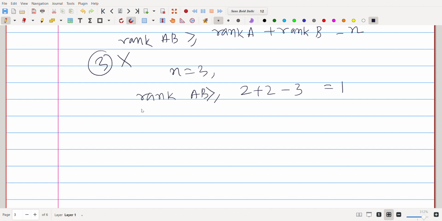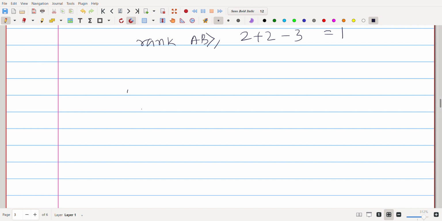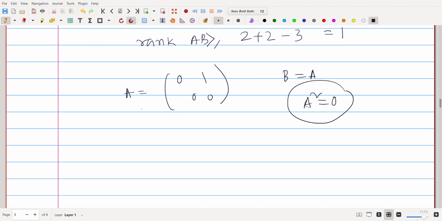The product of 2 by 2 real matrices of rank 1 can be the 0 matrix. That is true. You can particularly take A to be 0 1 0 0 and B to be the same as A. Then A square equals the 0 matrix and A has rank 1. Hence the third option is false. Okay.